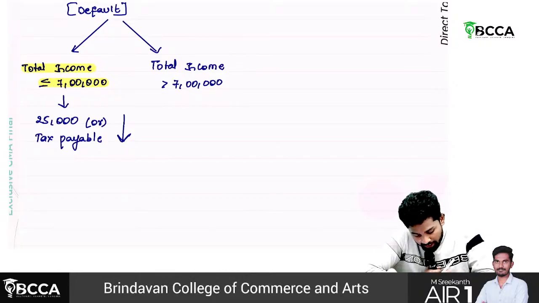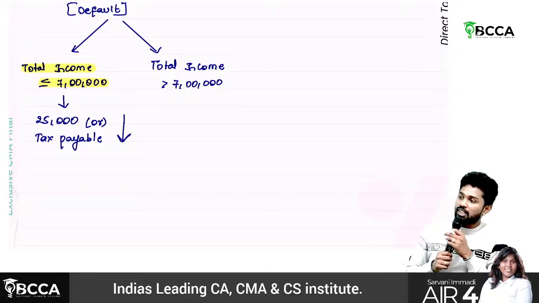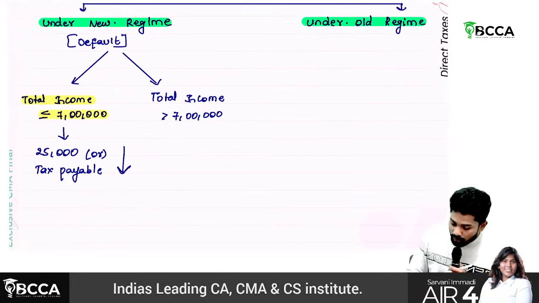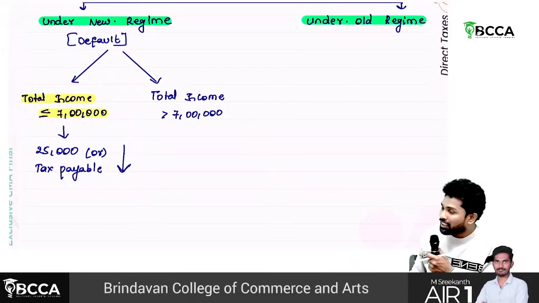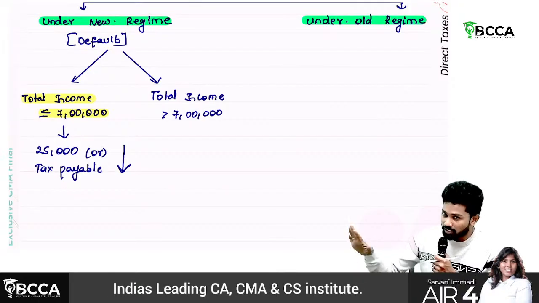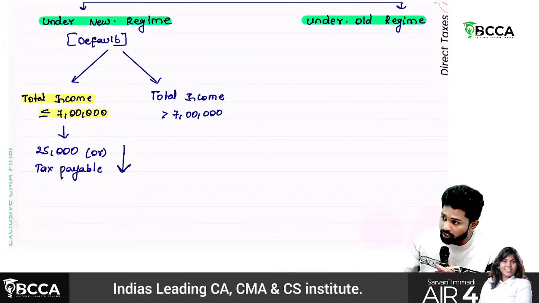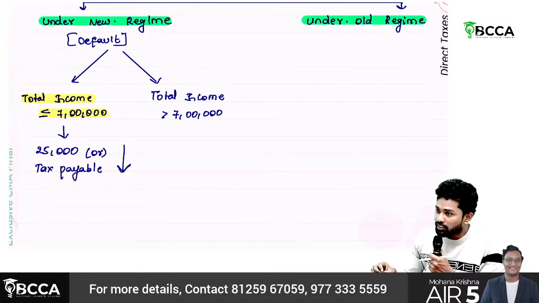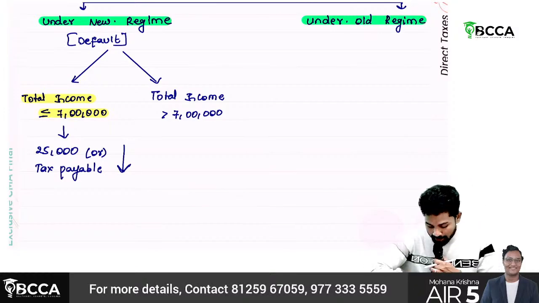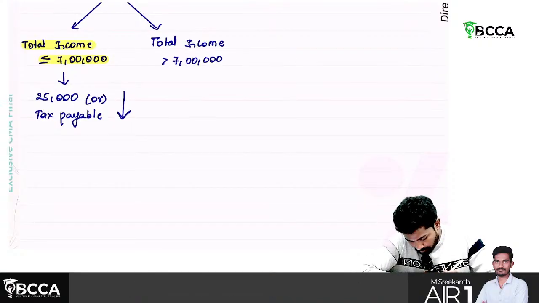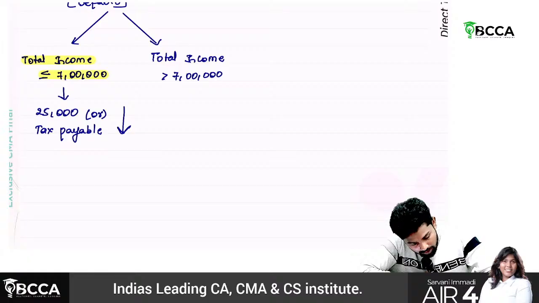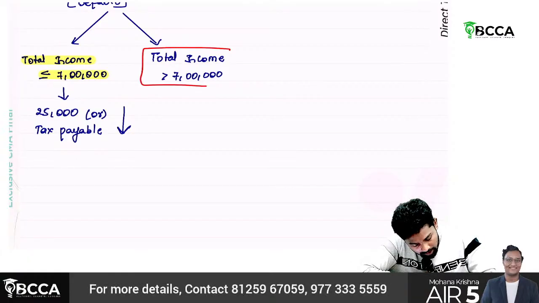Sir, previously it used to be only 25,000 or tax payable. But under the default regime, the new regime, they made one more amendment and implemented something like marginal relief here also, when the total income is more than 7 lakhs with respect to rebate. Where the total income is greater than 7 lakhs, you should calculate stepwise. It is a little complicated, something like marginal relief.